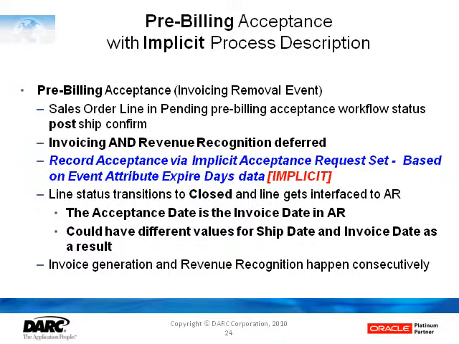And remember, on implicit, it's programmatic only, and it's based on an expiration date value. So it will go out and validate in that queue until the expiration date has passed, and then send that data through and flag it as accepted. Once it's accepted, your line will go to closed, and just as before, your acceptance date will be your invoice date in AR, which could result in differing values for your ship date and your invoice date depending on your expiration value. Both your invoice generation and your revenue recognition happen consecutively for the pre-bill processing.